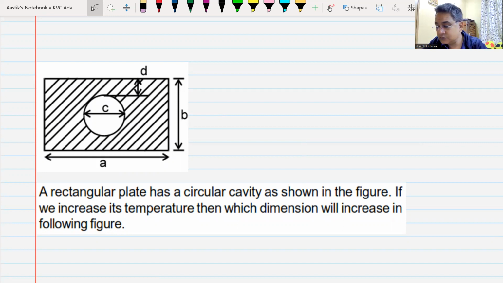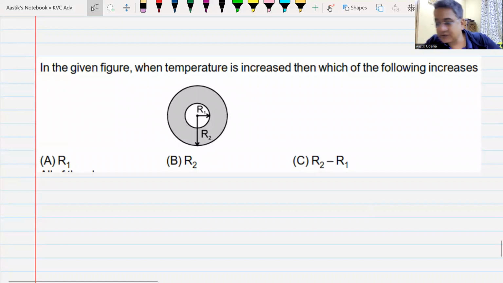Sir, will C not decrease? The body does not expand into the hole. Imagine there is no hole and there is full metal; it will expand, no? So hole or no hole doesn't matter. Do we understand this? The body expands completely. This one then: this is a disc with a hole. Which things increase, which things decrease? R1, R2, R2 minus R1.